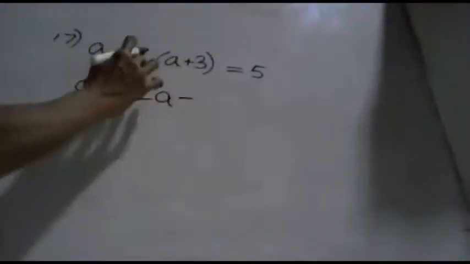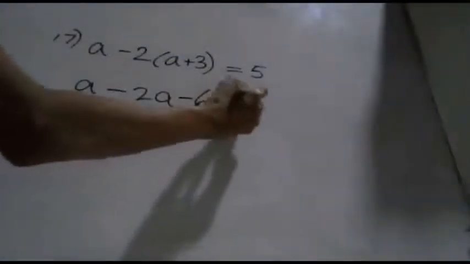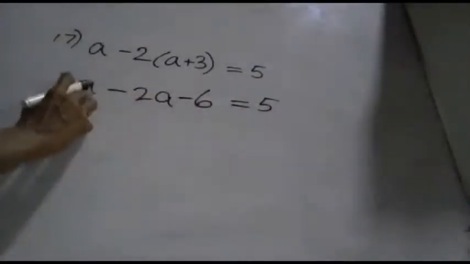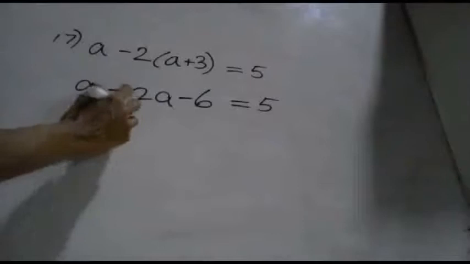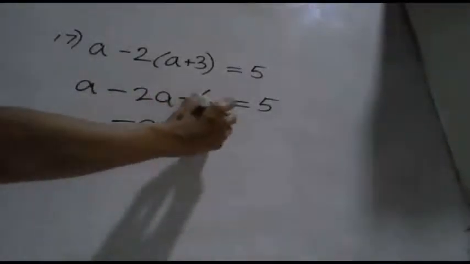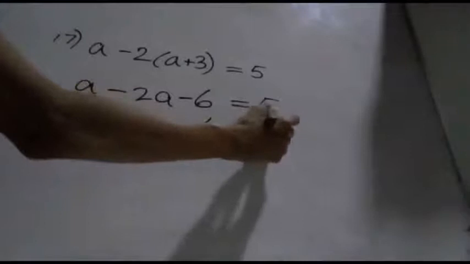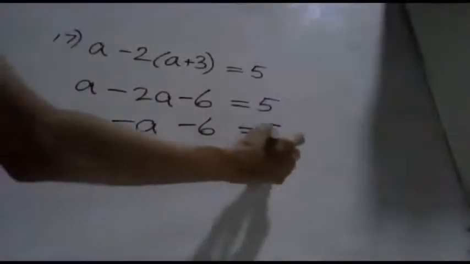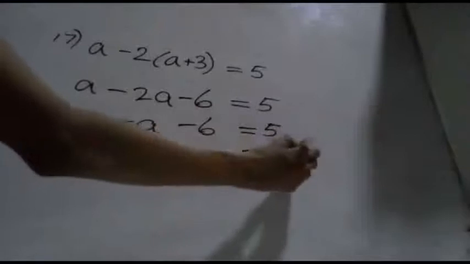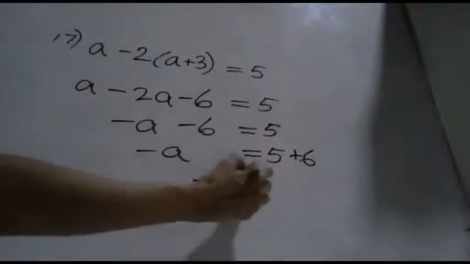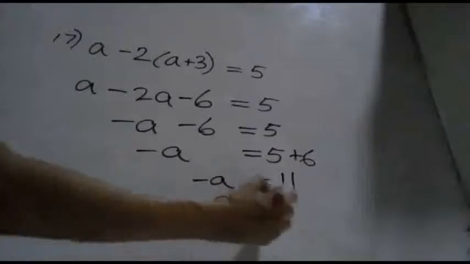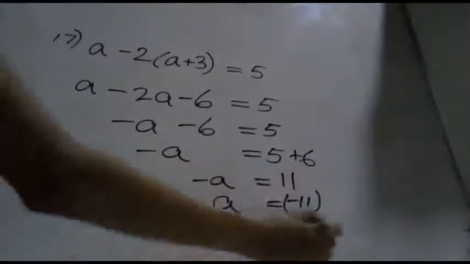a subtract 2 times a plus 3 is equal to 5. a subtract 2a, negative times positive is negative. 2 times 3 is equal to 6. a subtract 2a is equal to negative a. Subtract 6 is equal to 5. Negative a is equal to 5. Negative 6 goes here as positive 6. Negative a is equal to positive 11. a is equal to negative 11.